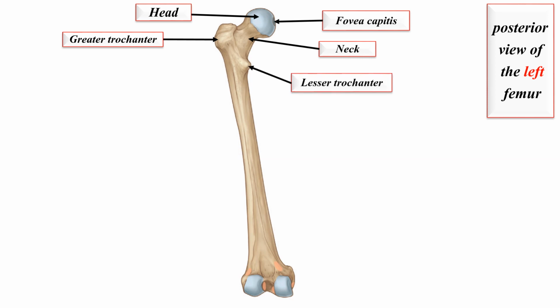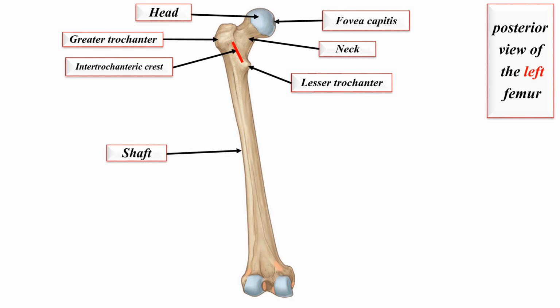Anteriorly, between the greater trochanter and the lesser trochanter, there is the intertrochanteric line, while posteriorly, in the posterior surface of the femur, between the greater trochanter and the lesser trochanter, is situated the intertrochanteric crest. This is the intertrochanteric crest. This is the shaft of the femur. The shaft anteriorly is convex and smooth, while posteriorly the shaft of the femur is concave.